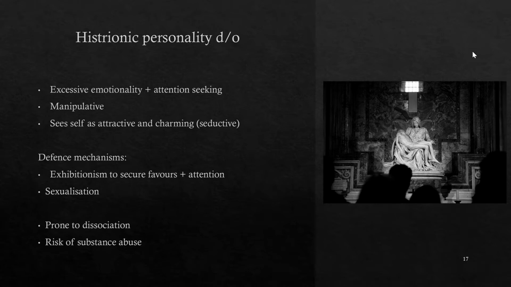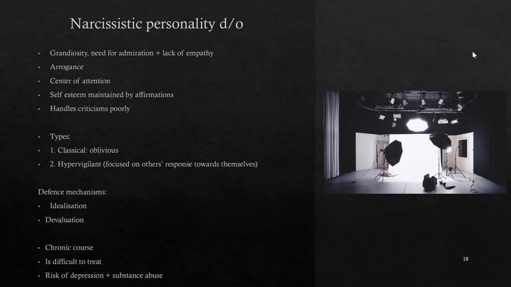Histrionic personality disorder. This is when the person has excessive emotionality and attention-seeking behavior. They are usually manipulative and often see themselves as being attractive and charming, which comes across as being seductive. Their defense mechanisms include exhibitionism. This is to secure favors and to secure the attention that they seek, and also sexualization as a defense mechanism. With this diagnosis of histrionic personality disorder, these patients are usually more prone to dissociation and they have a risk of substance abuse.